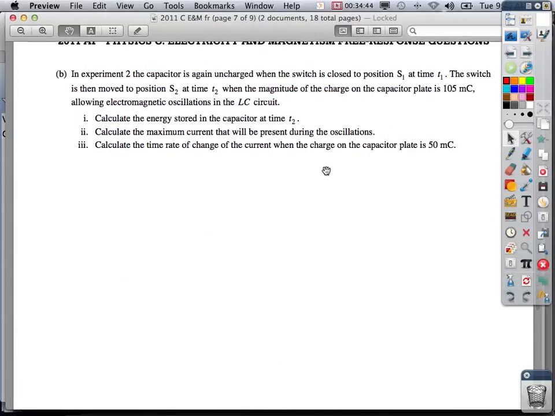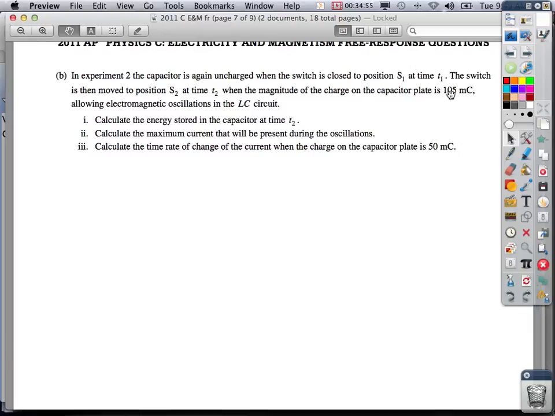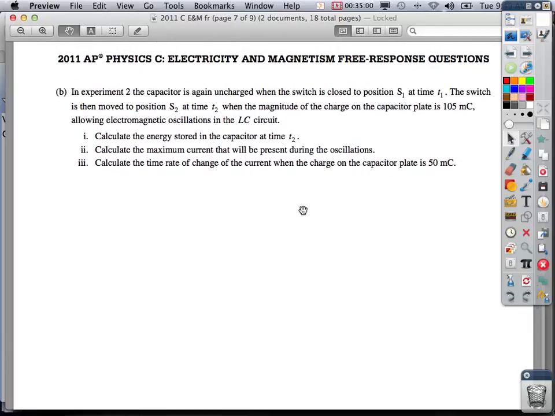In experiment 2, the capacitor is uncharged, and the switch is closed to position S1 at time t1. The switch is then moved to S2 at time t2 when the magnitude of the charge of the capacitor is this. Allow electromagnetic oscillations in the LC circuit. Calculate the energy stored in the capacitor at time t2.